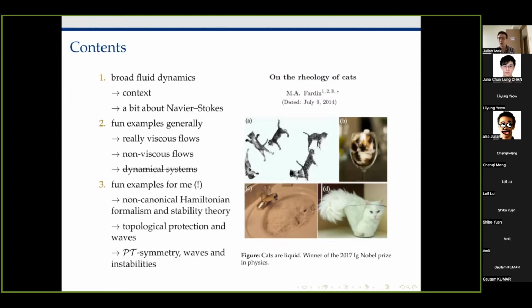So for those of you who have some sort of background in condensed matter and quantum mechanics, you might know about topological protection and non-Hermitian operators already. So I'm going to try and touch on those a little bit.